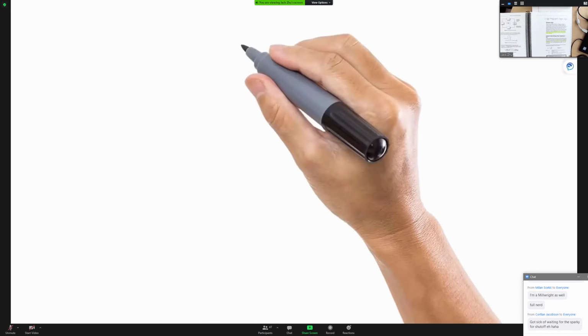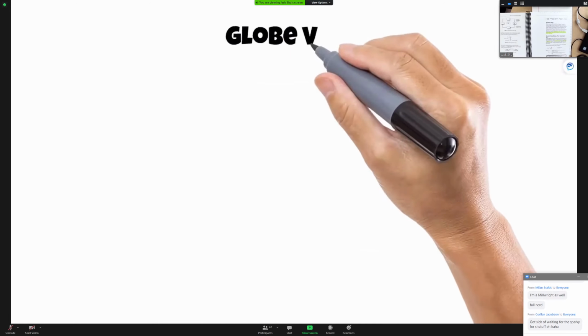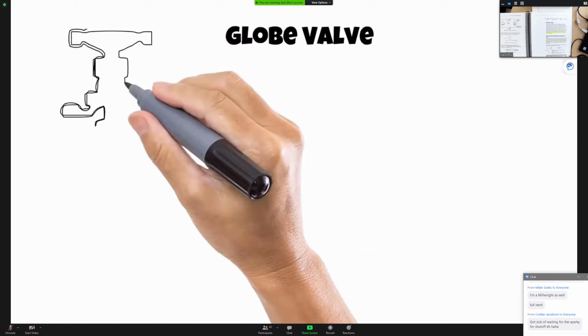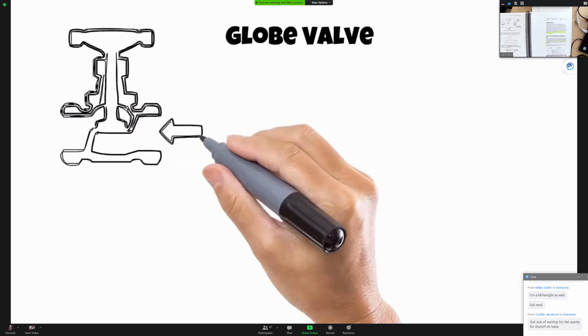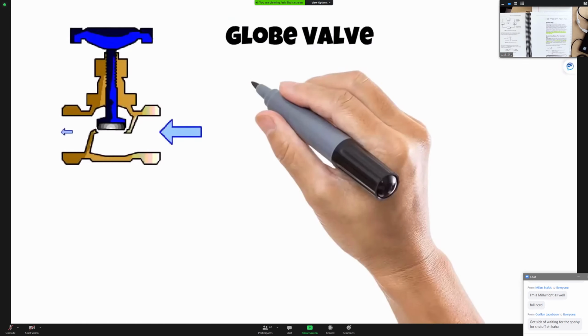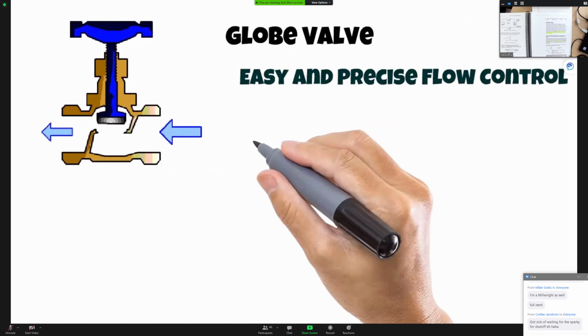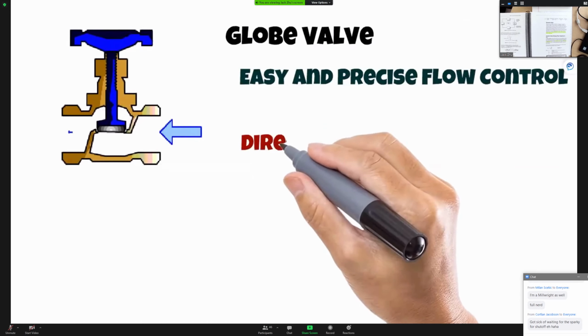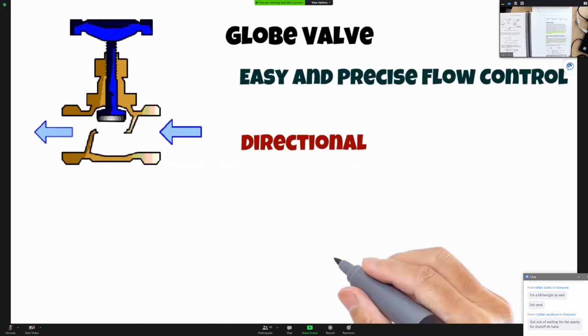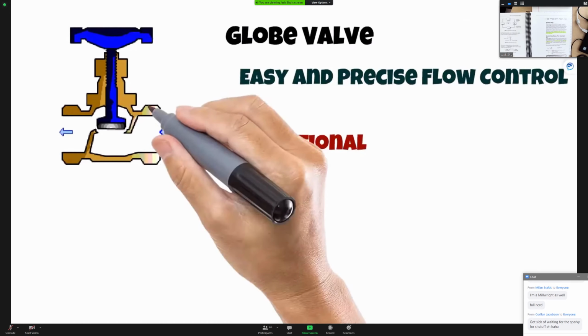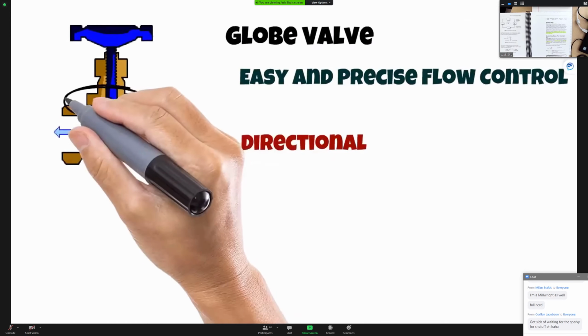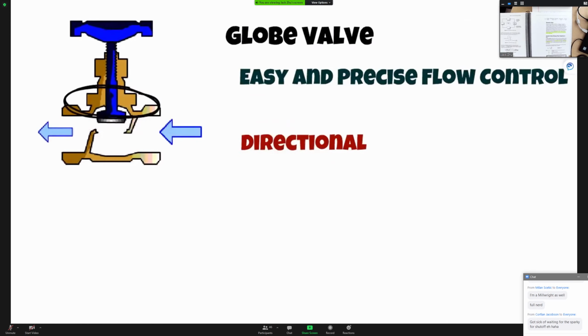Next, we have the most common household valve, which is the globe valve. The diverting arms provide the greatest resistance to flow, allowing for very easy and precise control. Globe valves are designed to be directional. If the flow is reversed, then the constant pressure damages the seal around the stem, which can cause leaks or total failure of the valve.